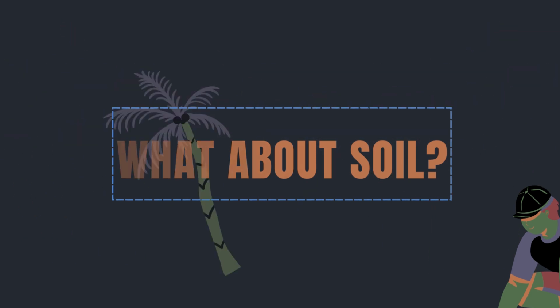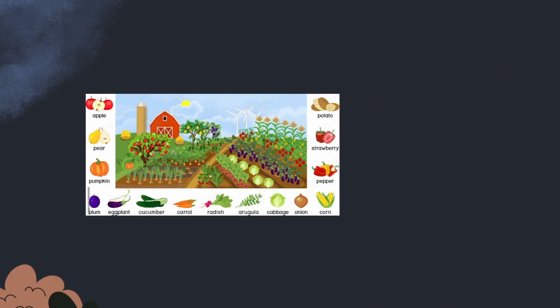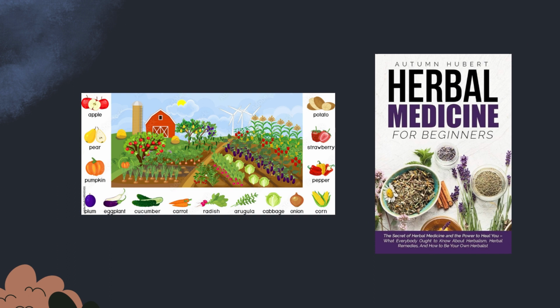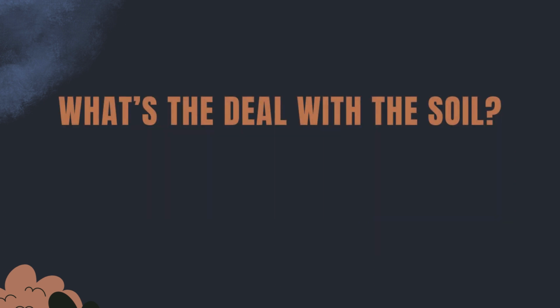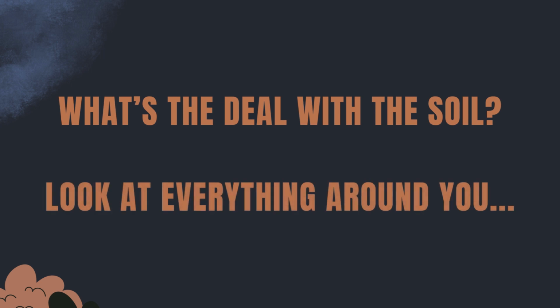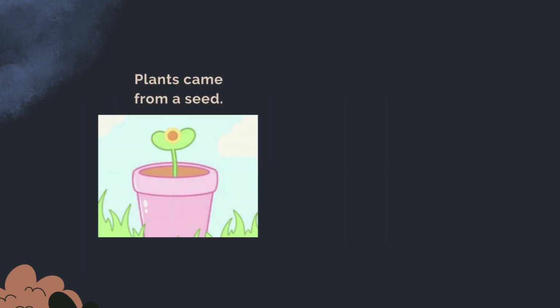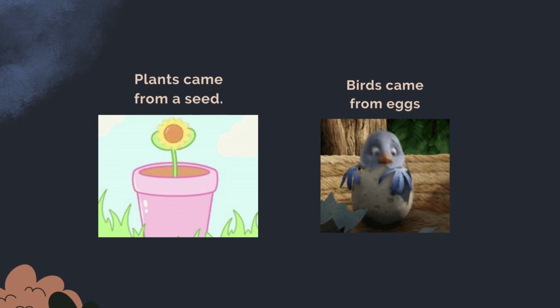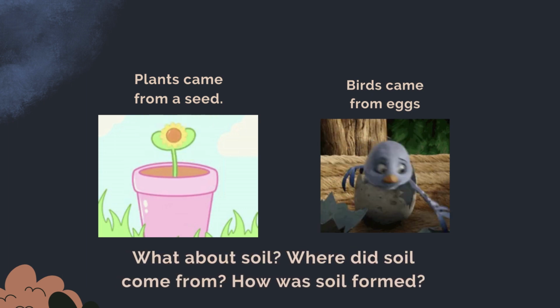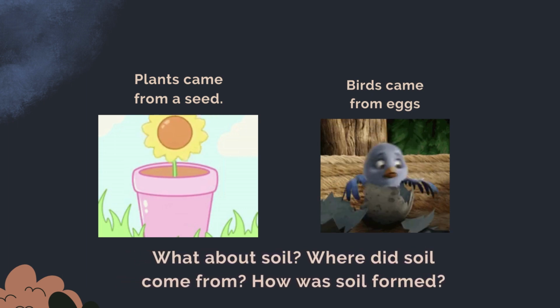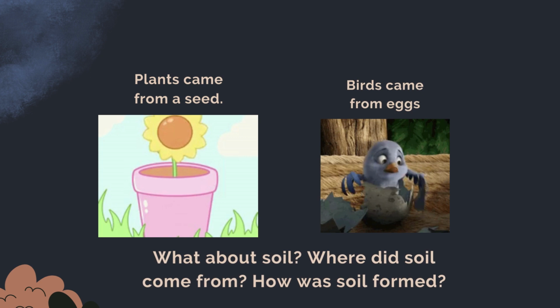What about soil? Soil helps produce our food and unearth life-saving medicines and vaccines. Basically, soil is our life support system. But have you ever wondered what's the deal with the soil? I mean, look at everything around you. If plants came from a seed and birds came from eggs, what about soil? Where did soil come from? How was soil formed? But before we dig in with that, let us first define soil.